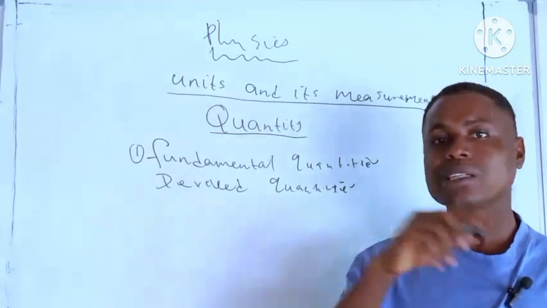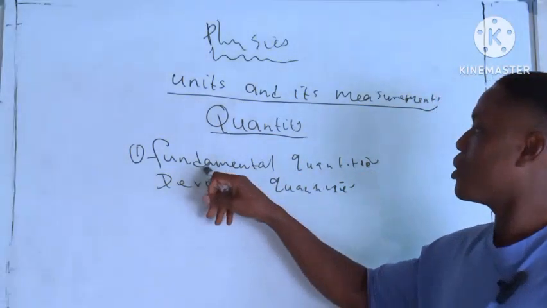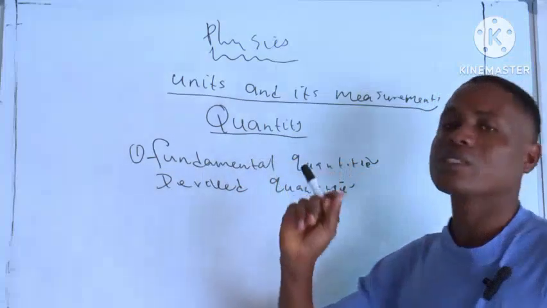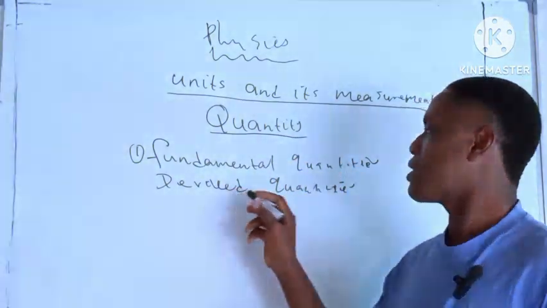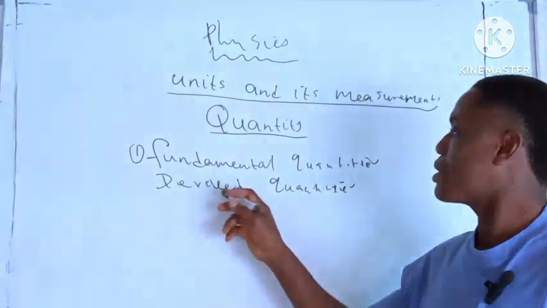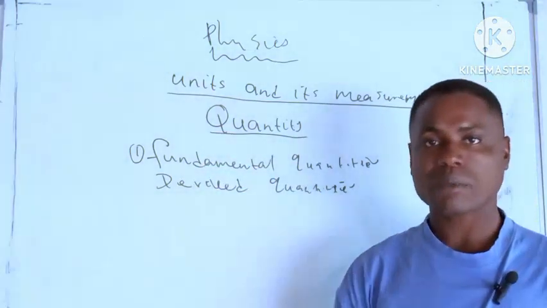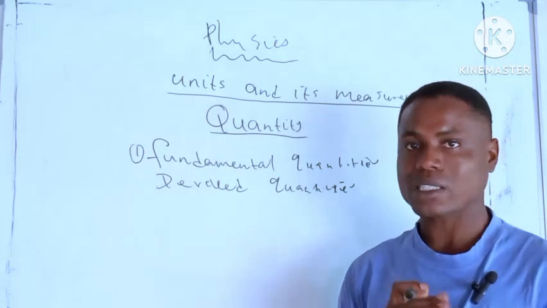Something that is depending on a particular thing, right? Yeah. In summary, fundamental quantities are independent while derived quantities are dependent. I get me. So these derived quantities are depending on the fundamental quantities. Are you getting it now?